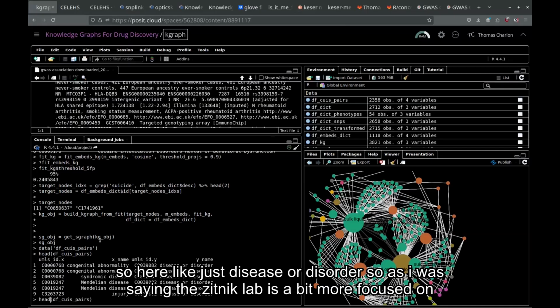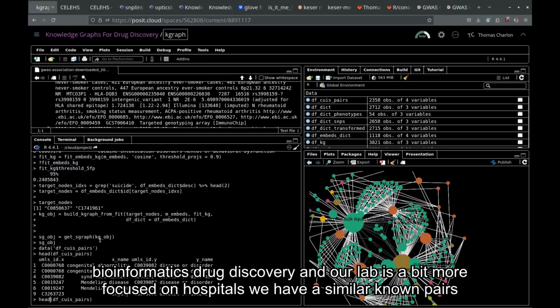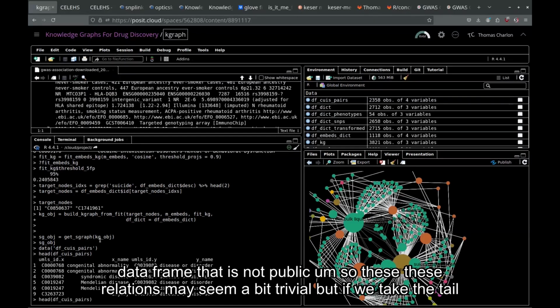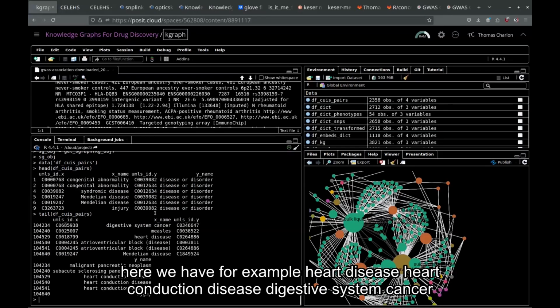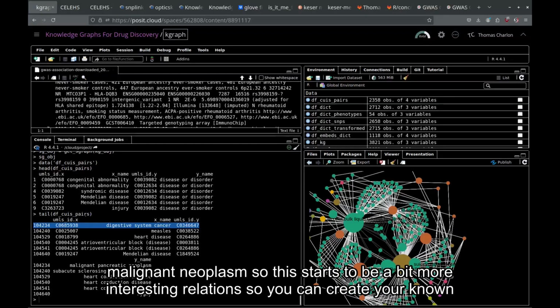As I was saying, the Zitnik lab is a bit more focused on bioinformatics and drug discovery, and our lab is a bit more focused on hospitals. We have a similar known pairs data frame that is not public. These relations may seem a bit trivial, but if we take the tail, here we have, for example, heart disease, heart conduction disease, digestive system cancer, malignant neoplasm. So this starts to be a bit more interesting relations.